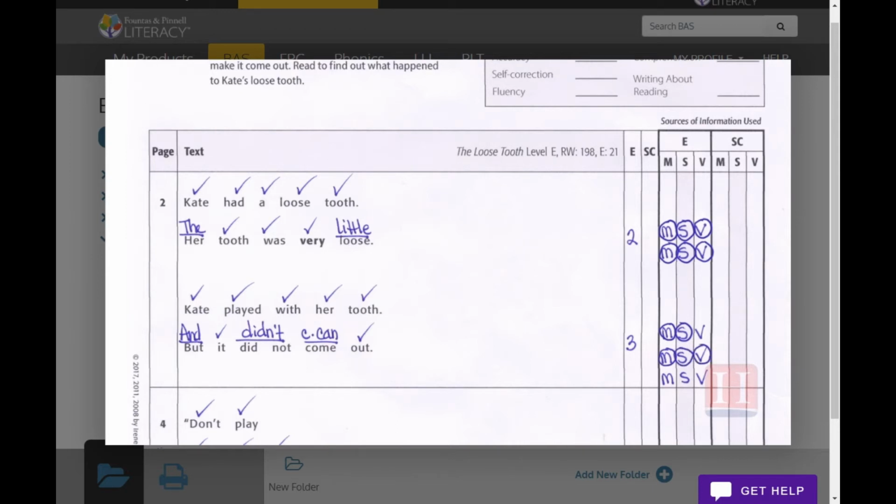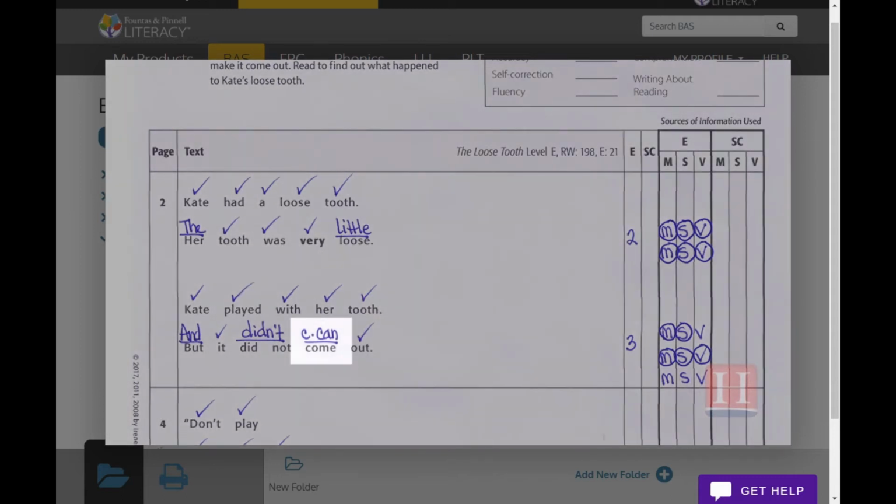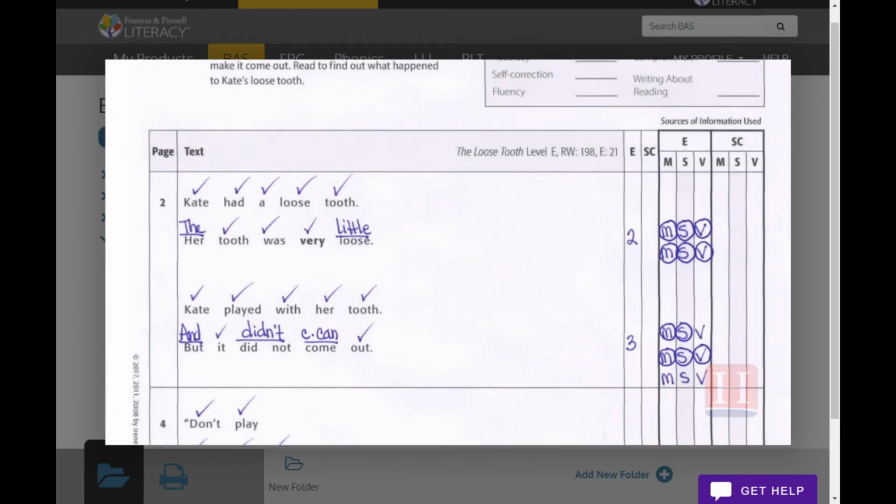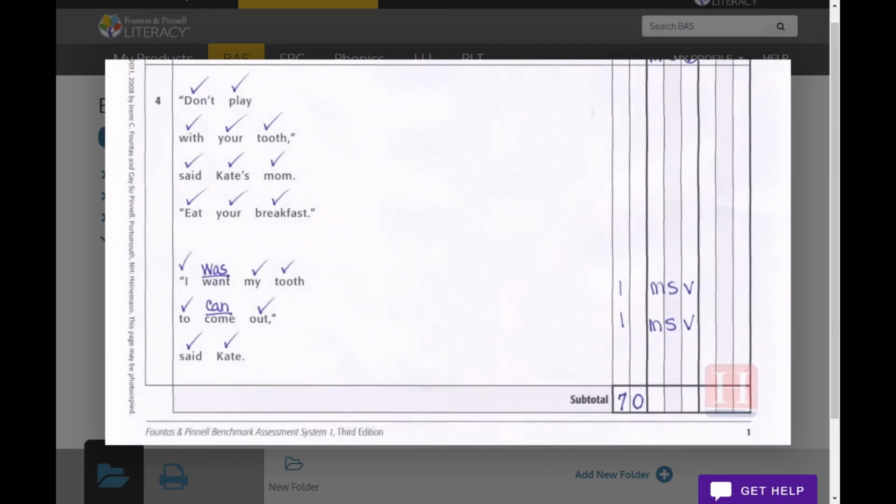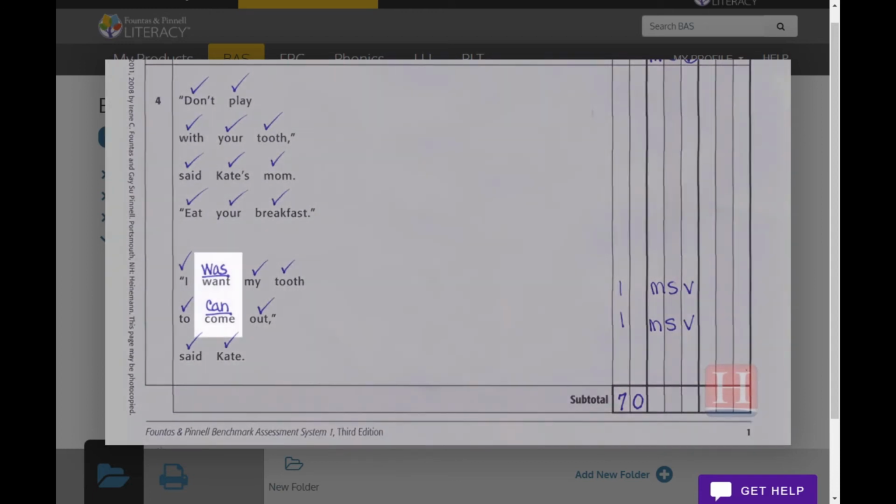Finally, on line 4, he read "can" for "come." "And it didn't can." Would that error make sense in the story? No. Syntactically, could we use "can" for "come" in the sentence? No. Are there visual similarities between the two words? Yes. So for this error, circle only the V because that's the source of information that was used by the reader.